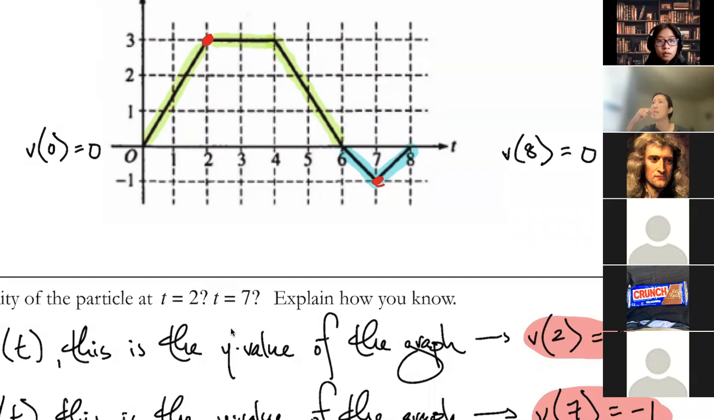Okay. So the graph of position is a physical representation of how a particle moves. Yes. And the velocity graph is more abstract because it's describing how quickly that thing is happening. Yeah. Okay.